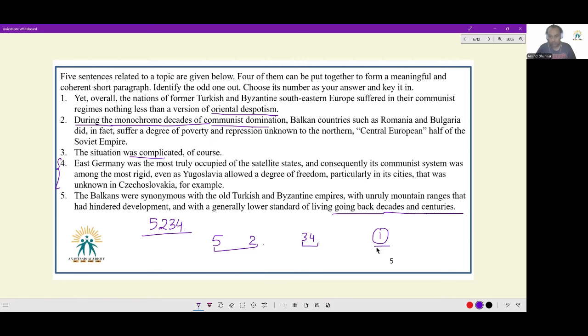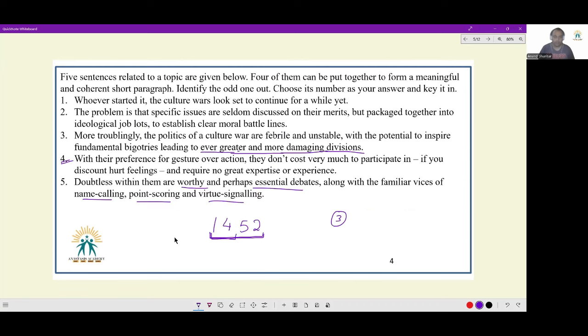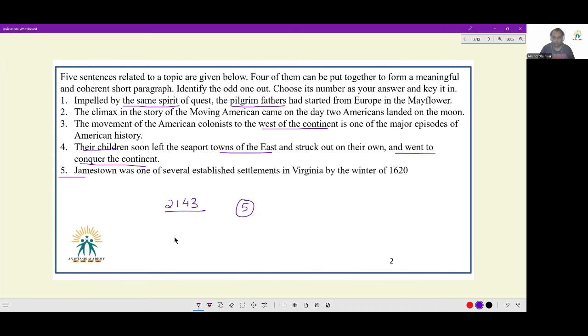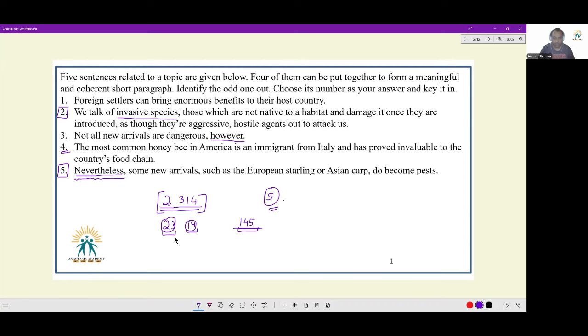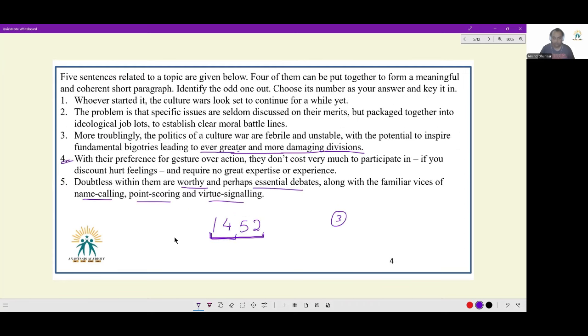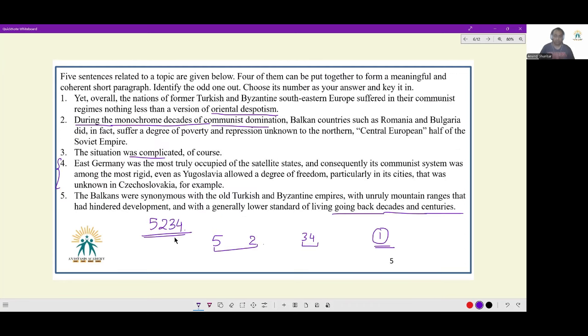The odd one out has to be 1. And then 5, 2, 3, 4 will be the order of the statements here. Those are the 5 questions that I was supposed to solve. Answers that I'm reaching are 5, 5, 3, 3, and 1. Hopefully, they made sense to you.